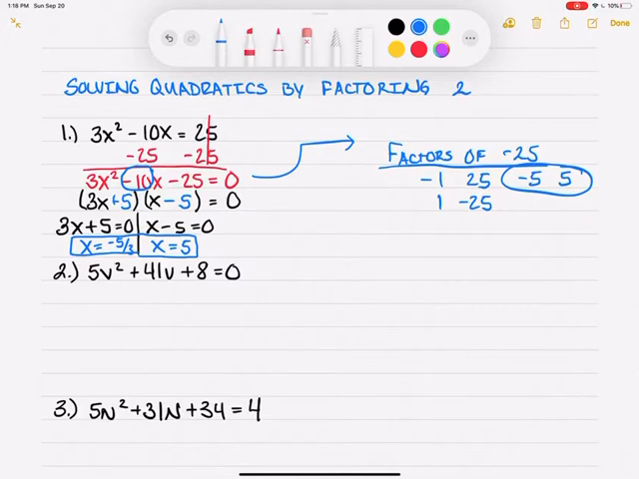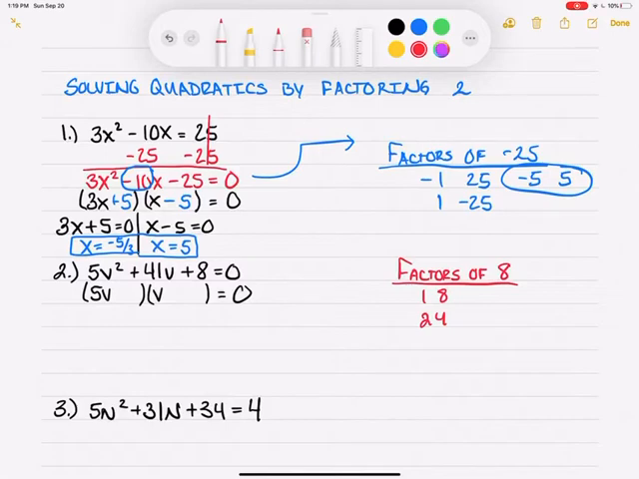In the second example, the right side of my equation already equals 0, so I'm good to go. I'm going to go ahead and break apart my trinomial into two binomials and set it equal to 0. 5v squared can only be broken down as 5v and v. Now I need to look at the factors of 8. The factors of 8 are 1 and 8 and 2 and 4. I need to choose one pair to plug in to get positive 41.